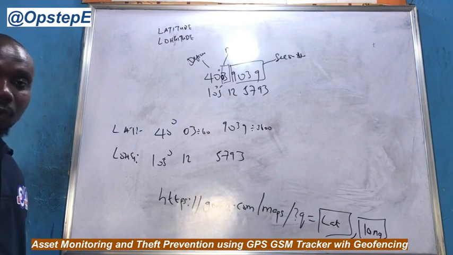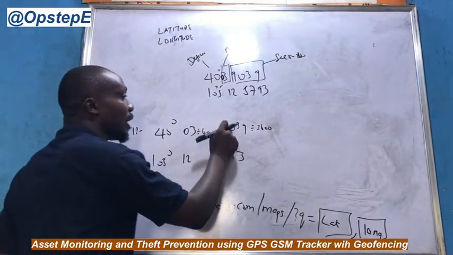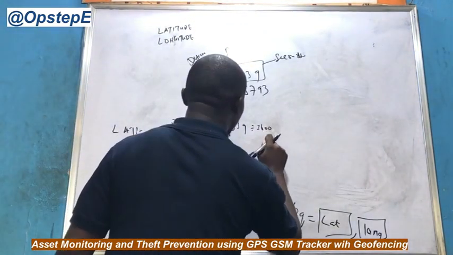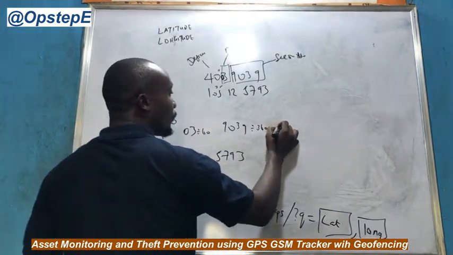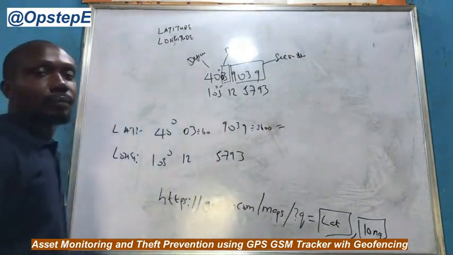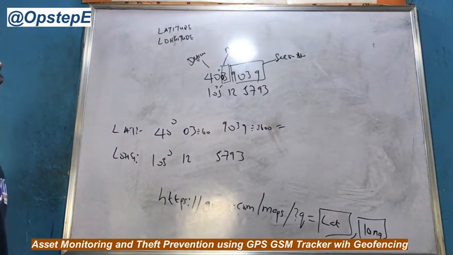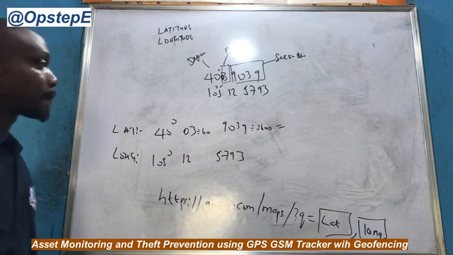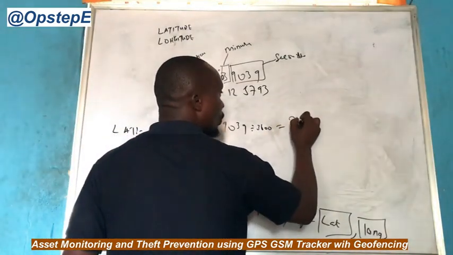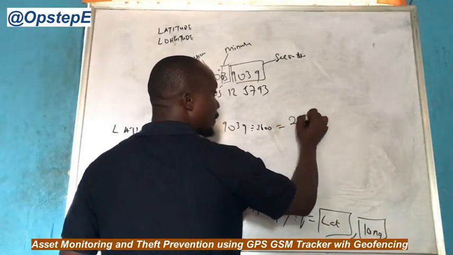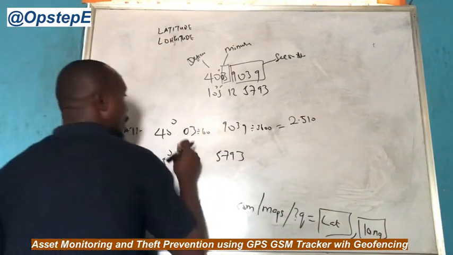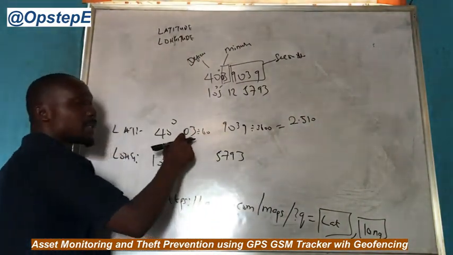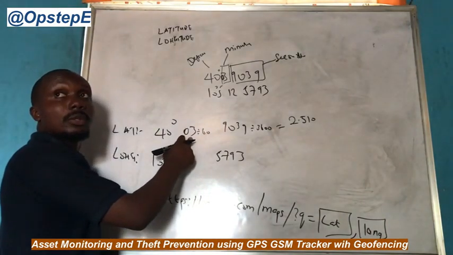So please, if you have your calculator, let's do that. 9039 divided by 3600, what did that give? How about this? 3 divided by 60. What did it give? You can open it down.